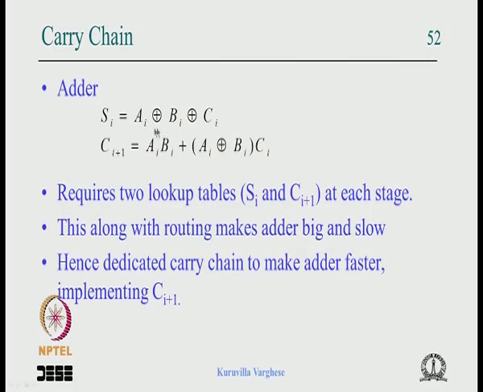Okay. So let us come to the carry logic. This is the full adder. We are talking about a ripple adder, so this is the ripple adder equation. The sum of the ith stage is Ai exclusive-OR Bi exclusive-OR Ci, and the output carry, which is Ci plus 1 because it is the carry input to the next stage, is Ai Bi or (Ai exclusive-OR Bi) Ci.